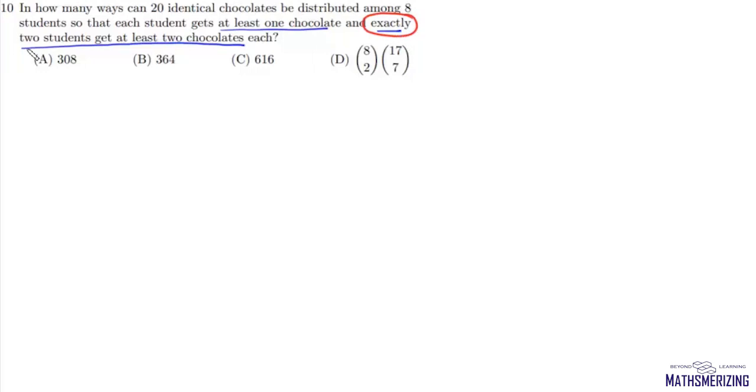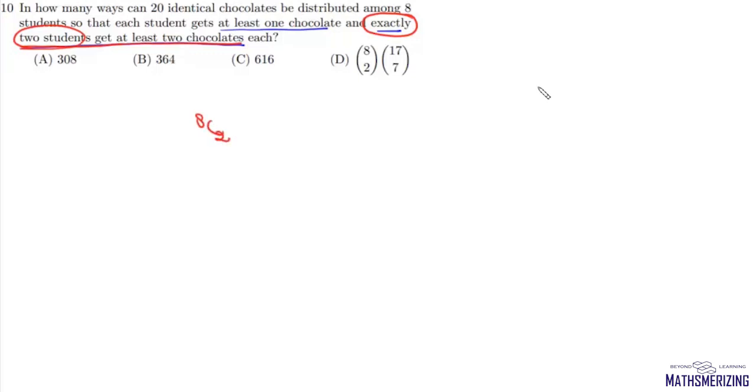It says exactly 2 students get at least 2 chocolates each. So there will be exactly 2 students who will get 2 or more chocolates. That means the remaining 6 students should get less than 2 chocolates. Now they'll have at least 1 and they cannot have 2 or more. It simply means that the remaining 6 students will get 1 chocolate each. Now the problem reduces to first selecting 2 students who will get at least 2 chocolates each. So out of these 8 students, we can select these 2 students in 8C2 ways.